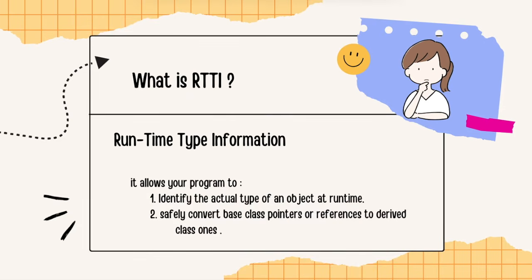RTTI stands for Runtime Type Information. Normally, C++ resolves most things at compile time, but sometimes we need to know the actual type of an object while the program is running, especially in polymorphic hierarchies. That's where RTTI comes in. It allows your program to identify the actual type of an object at runtime, and safely convert base class pointers or references to derived class ones.